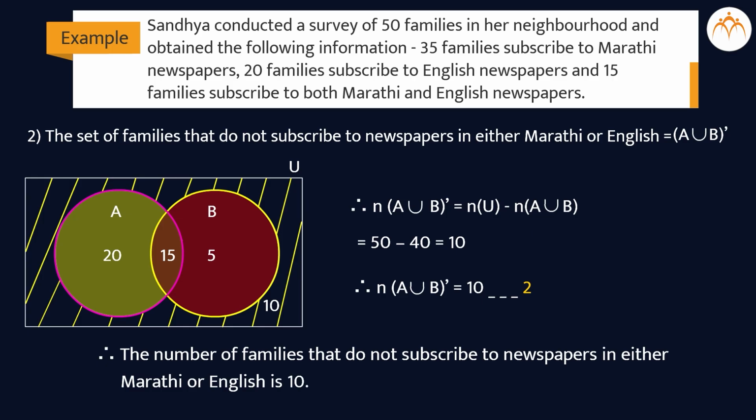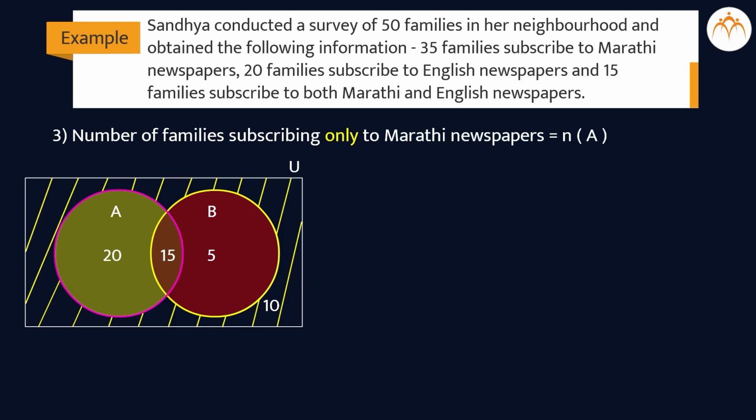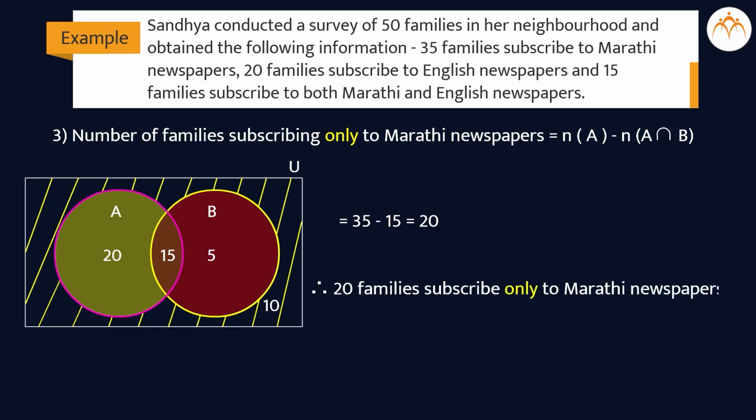Now, number of families subscribing only Marathi newspapers is equal to n(A) minus n(A intersection B) equal to 35 minus 15 equal to 20. Therefore, 20 families subscribe only to Marathi newspapers.